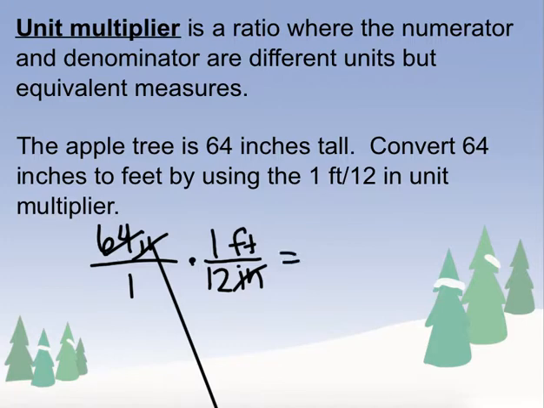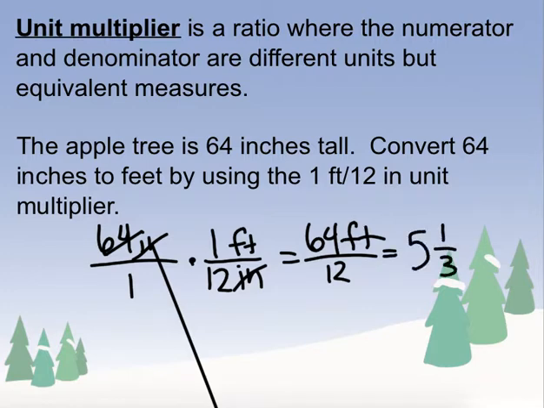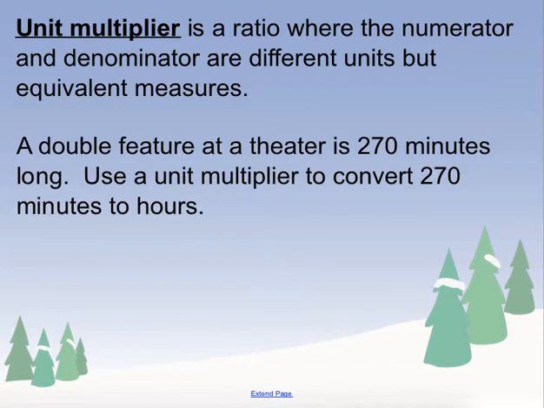So the inches cancel out, and I end up with 64 feet over 12. I need to divide in order to simplify. 64 divided by 12 is 5 1/3 feet. So use those unit multipliers to convert into another unit.